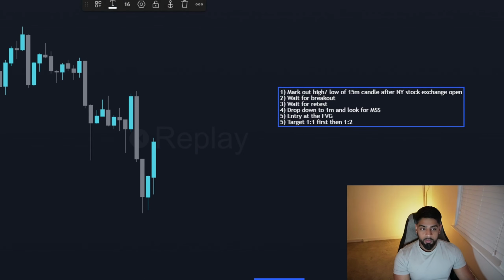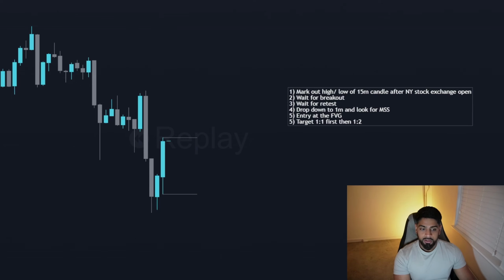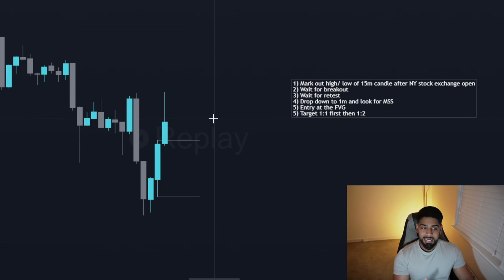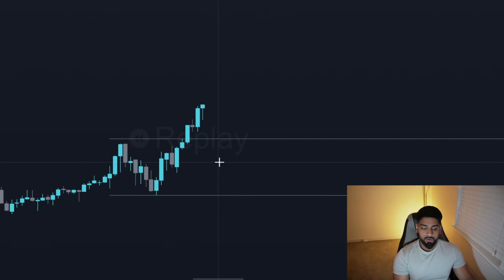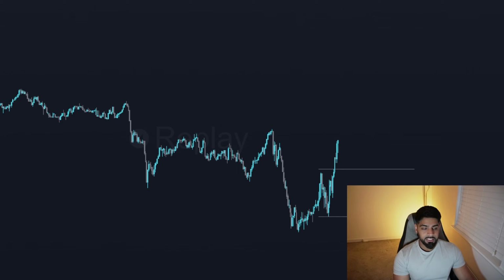So number one, we're going to mark out the high and the low of that 15-minute candle. Once we've done that, we're going to move on to step 2, which is to wait for a breakout. If I play price on, we can see that right there, we get a nice breakout to the upside. Next, we're going to wait for price to come back and retest the opening range high. So let's drop down to the 1-minute time frame, and we're simply going to wait for price to come back and give us an entry.